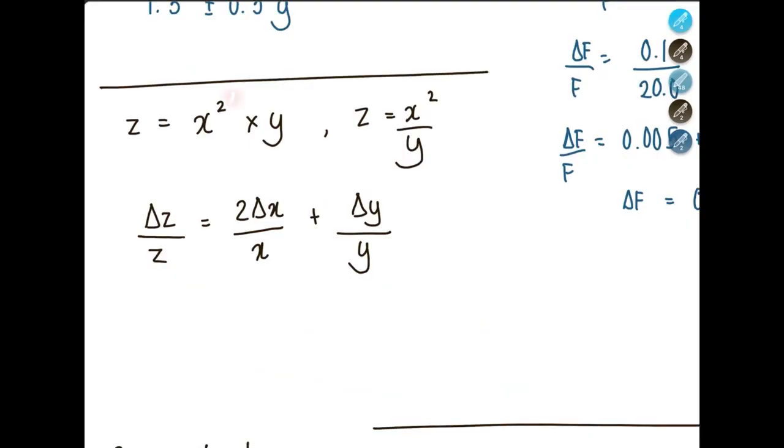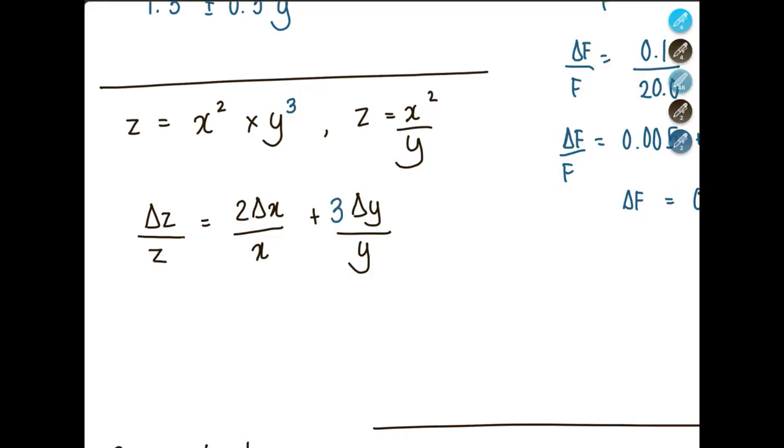Now this is another important rule. What if you have a power? For example, z equals x squared multiplied by y, or z equals x squared divided by y. You have to write this power and multiply this. So delta z over z equals, everything is the same, delta x over x, delta y over y, but now you're multiplying this by 2. If, for example, you had y cubed, you will multiply by 3.